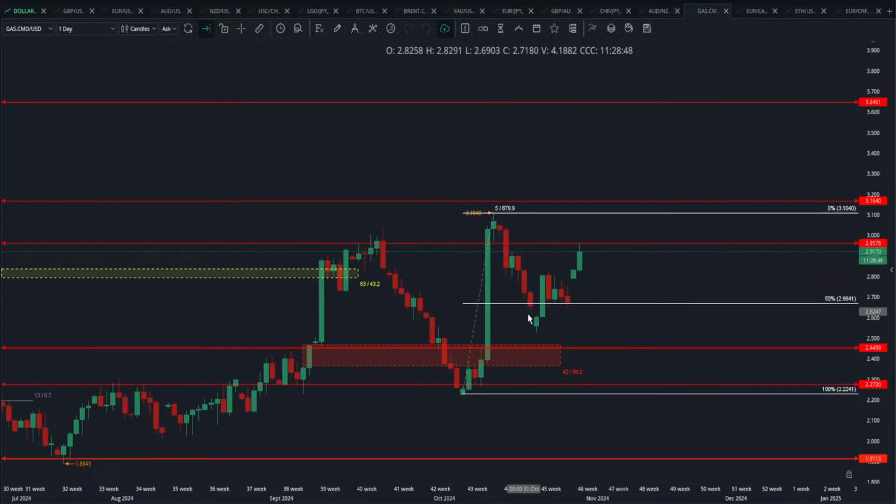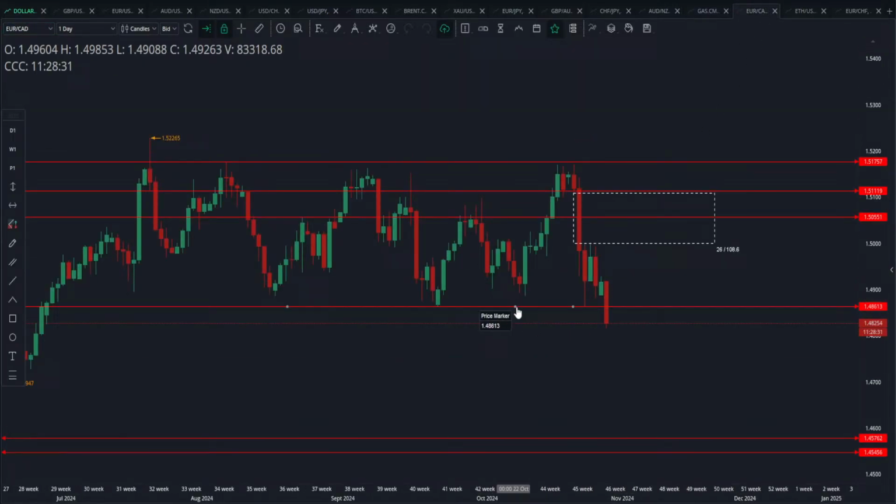Gas, boom, boom, boom. Okay, so we have a fair value gap here. Price traded the fair value gap, boom. Traded this fair value gap, maybe some reaction from here, but the ultimate target is 3.104, which we have talked about in the previous webinars.